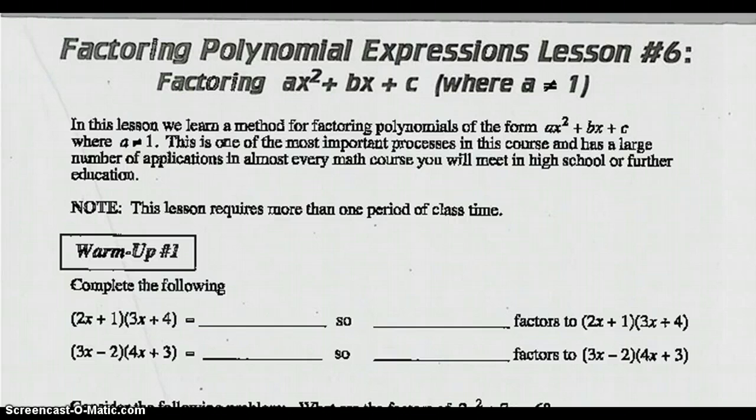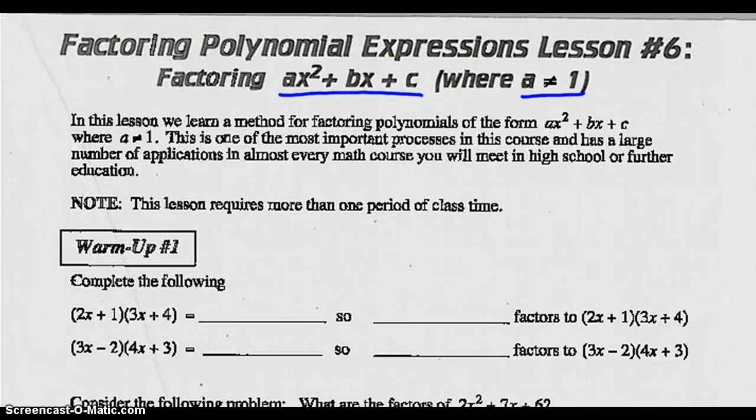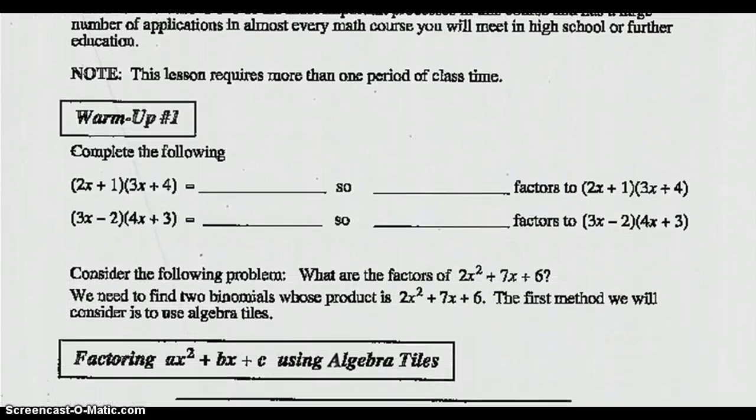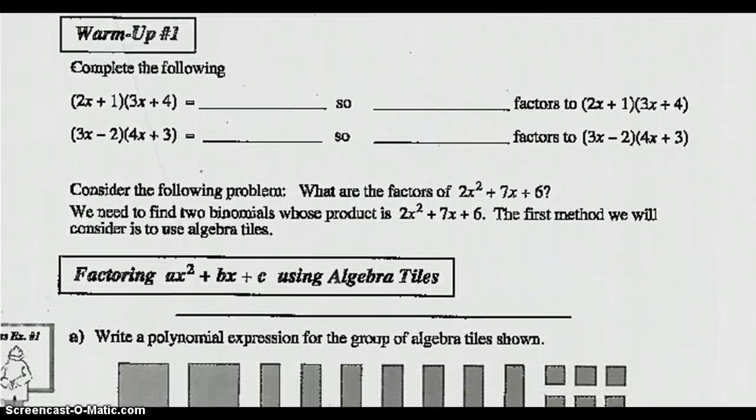We're going to factor polynomials of the form ax squared plus bx plus c, where a doesn't equal 1. So we're going to call these complex trinomials. We've been factoring ones that have an a value of 1. They were simple, and we did some difference of squares, but we're going to look at some complex trinomials now. All right. So let's complete the following warm-up.